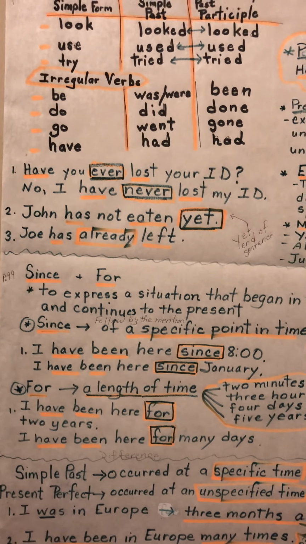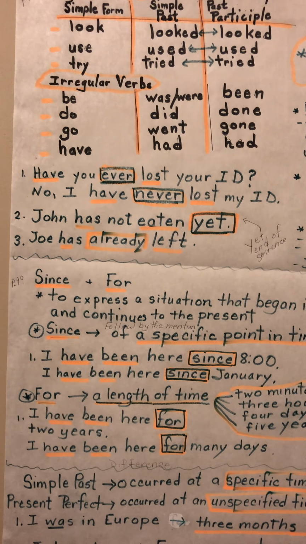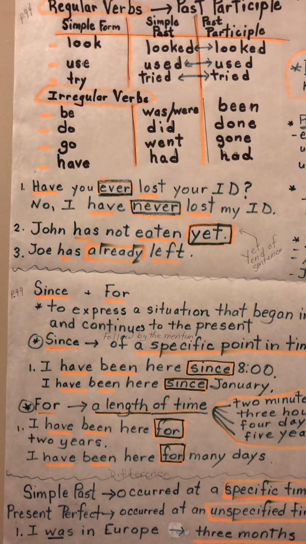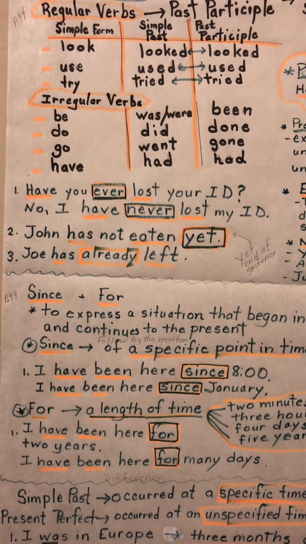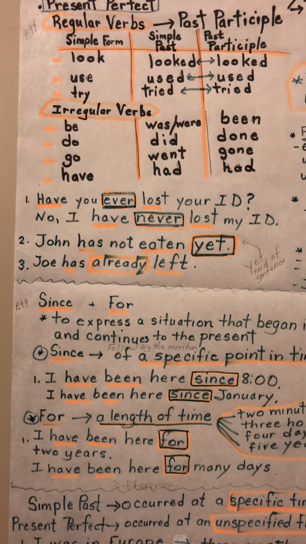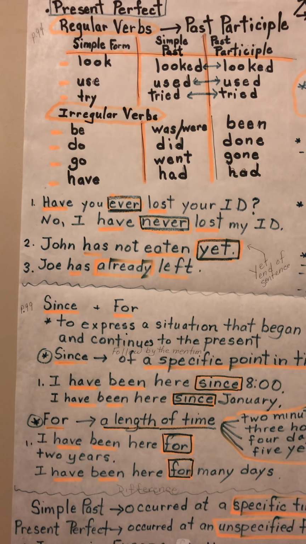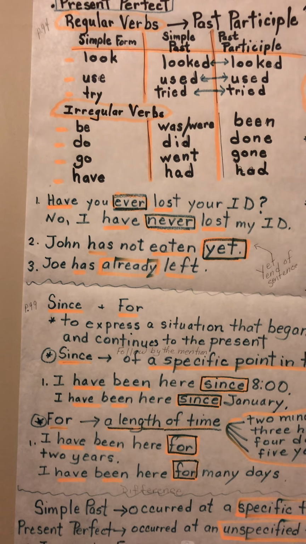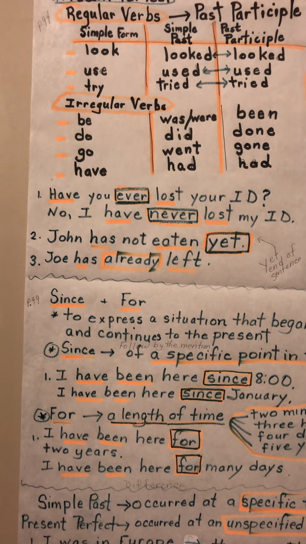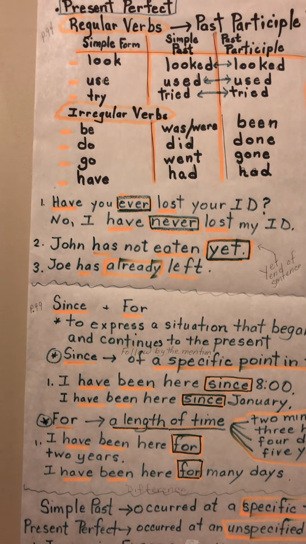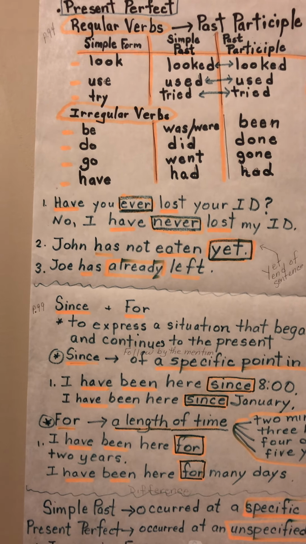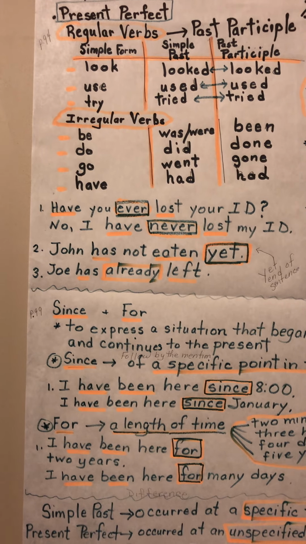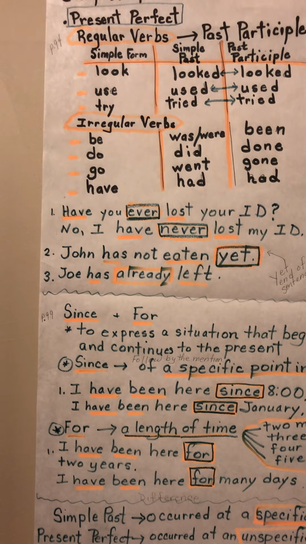Okay, here we have: Have you ever lost your ID? No, I have never lost my ID. Okay, in questions you use ever. In sentences you use never. Okay, look at number 1. Have, and the past participle is lost.